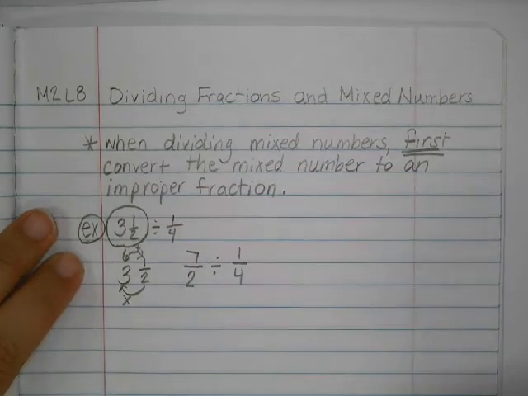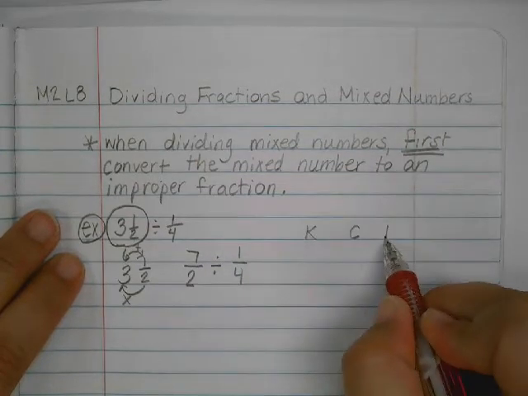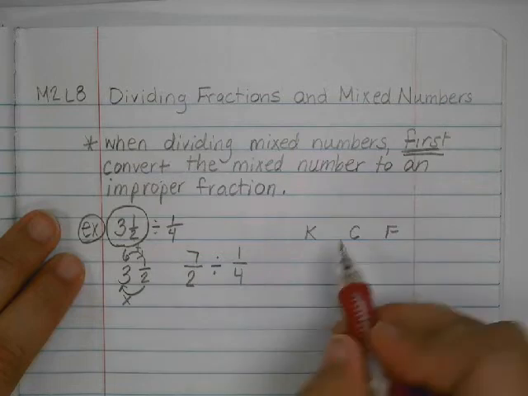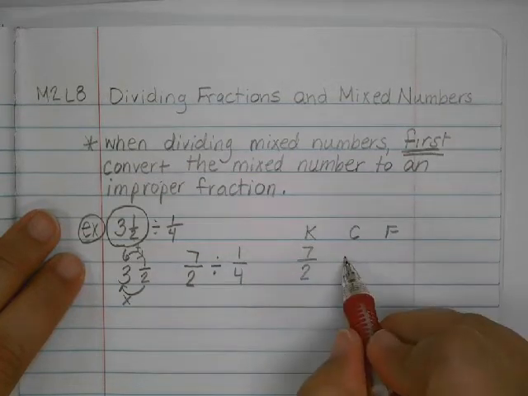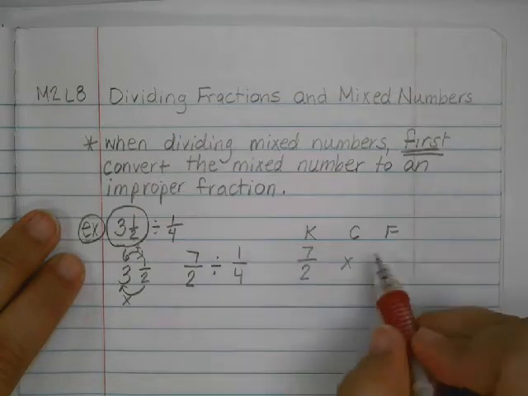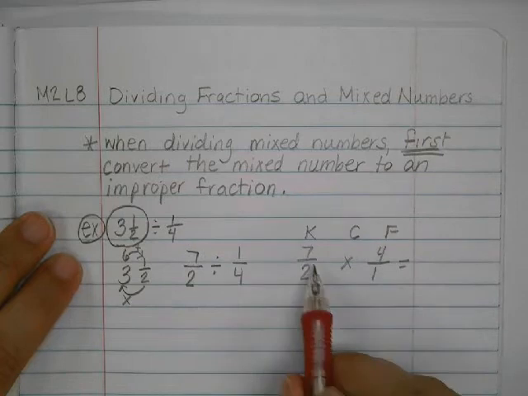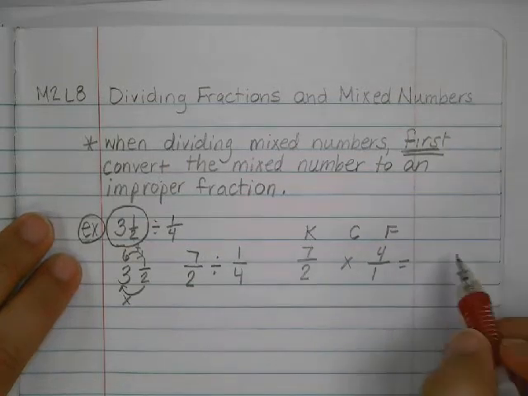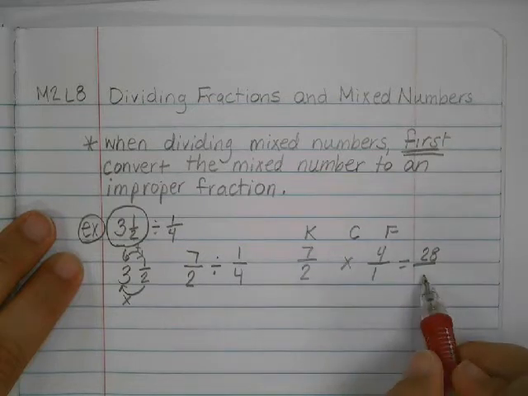I'm going to use my invert and multiply, my keep, change, flip. So I keep my 7/2. I change my division to multiplication. I flip my 1/4 to its reciprocal. Then I multiply straight across. 7 times 4 is 28. And 2 times 1 is 2.